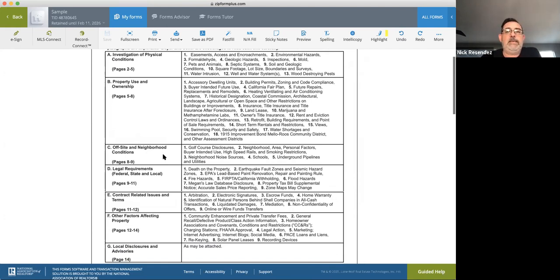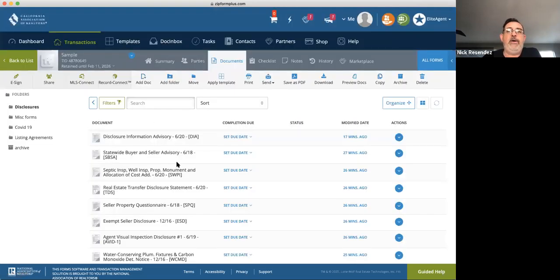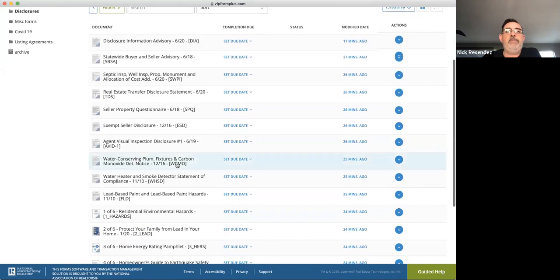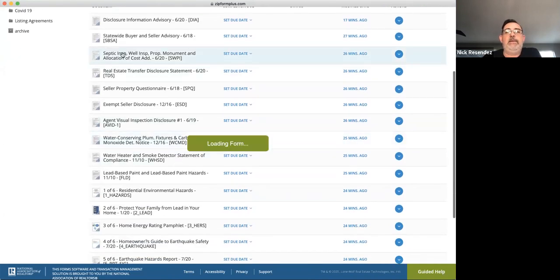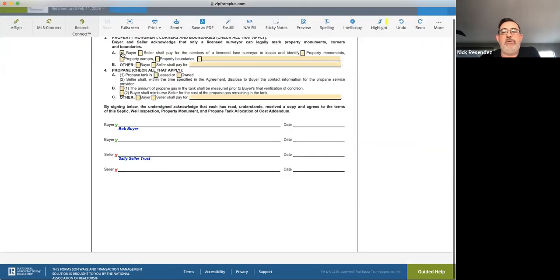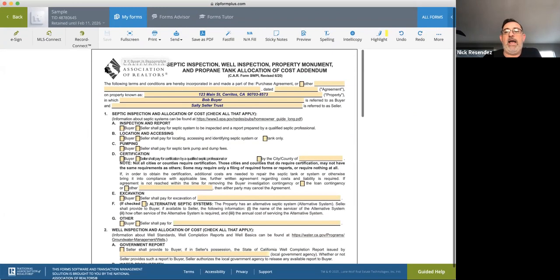Okay. So that is our SBSA. That is required. Moving on. The next one here. You may not use this in every transaction, depending on the circumstances. Why? Because this has to do with septic inspection, well inspection, and property monument and propane tank allocation of cost addendum. Okay.